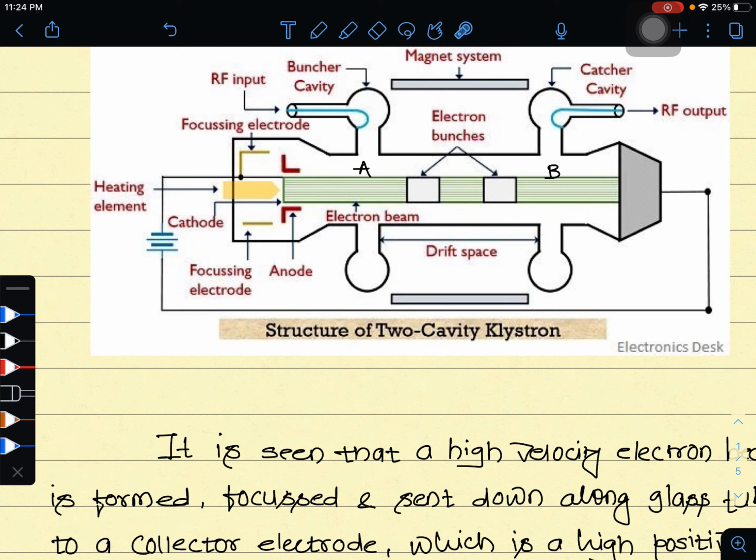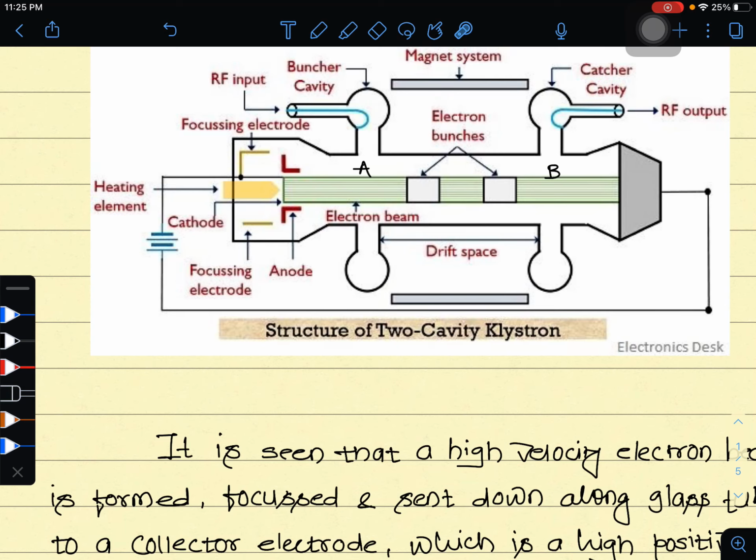One more thing we discuss here: this drift space is quite long. And what is the purpose of making this drift space long?